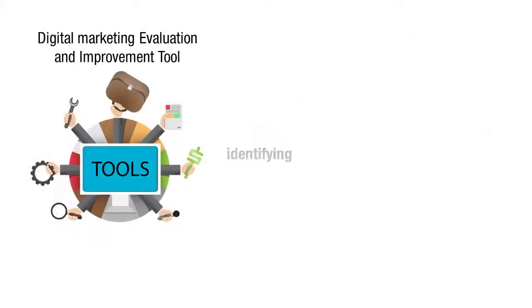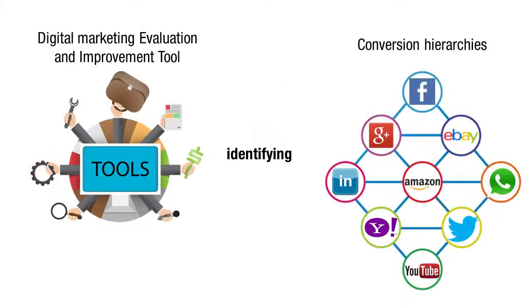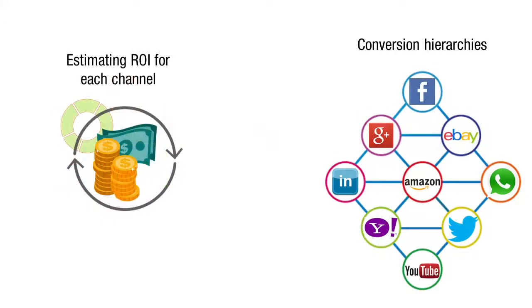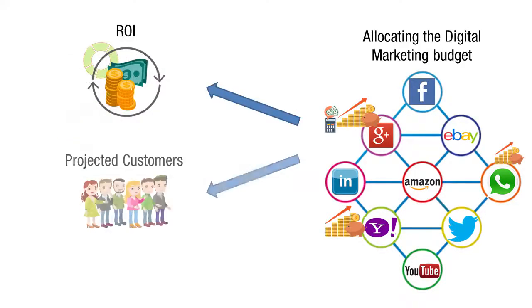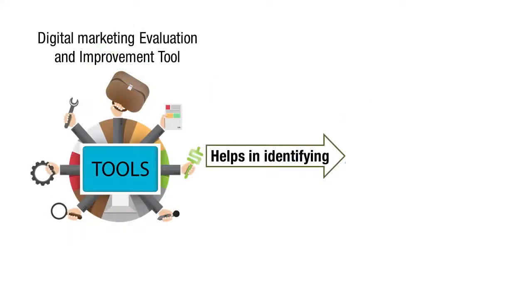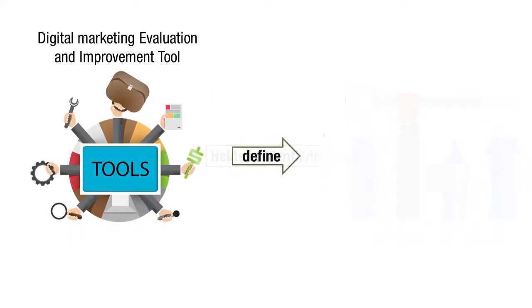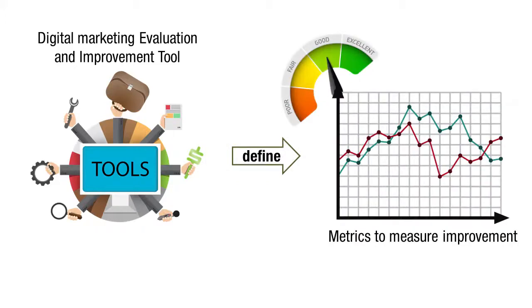This tool is used for identifying conversion hierarchies for the different channels, estimating return on investment or ROI for each channel, and then allocating the digital marketing budget among those channels based on both ROI and the number of projected customers from each channel. The tool further helps in identifying improvement opportunities and defines metrics to measure improvement activities. Each of these steps is explained in detail. Identify conversion hierarchies is our first step.